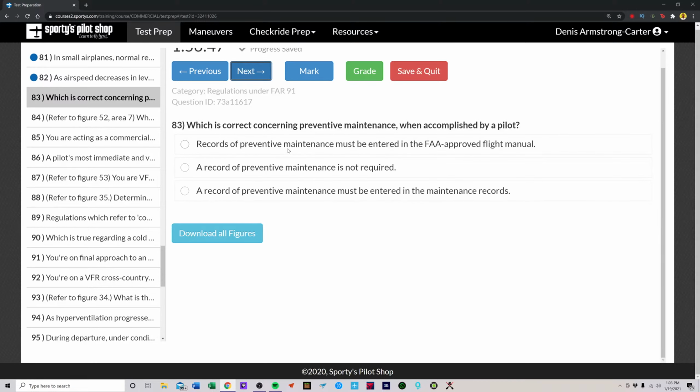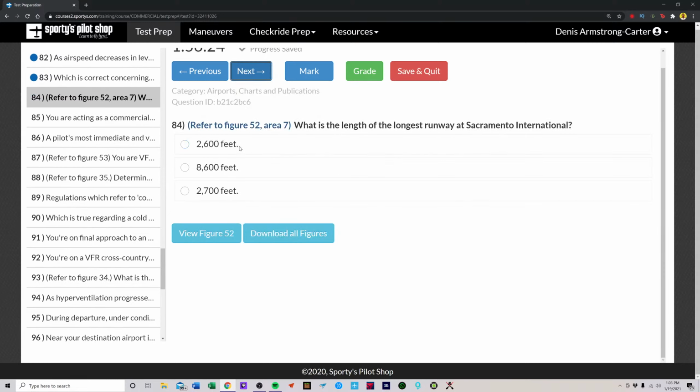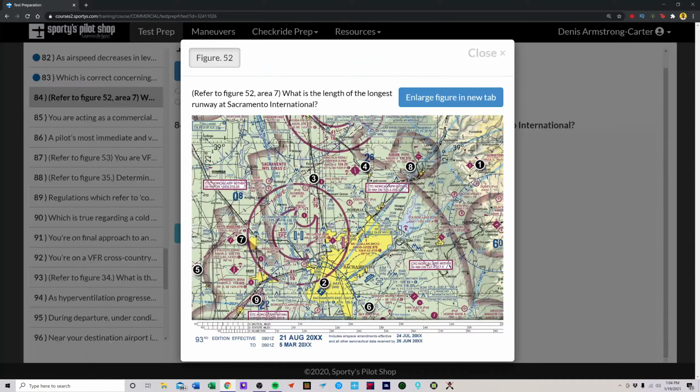What is correct concerning preventive maintenance when accomplished by a pilot? FAA, yeah, that would have to be it. What is the length of the longest runway at Sacramento International? The longest length of it? 8,600.